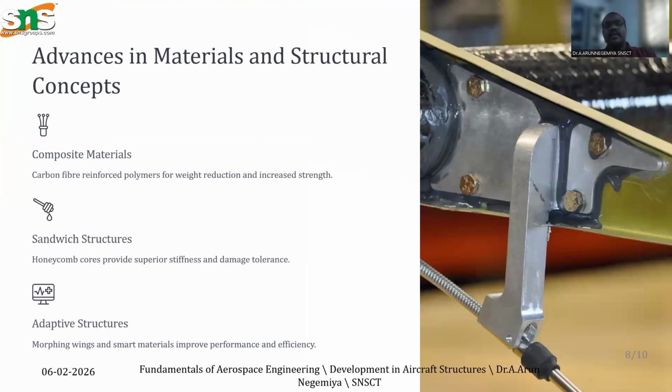Advantages: if I use composite materials, they have more strength compared to metal. They also have a high melting point compared to metal. By using sandwich construction, it has superior stiffness and damage tolerance.